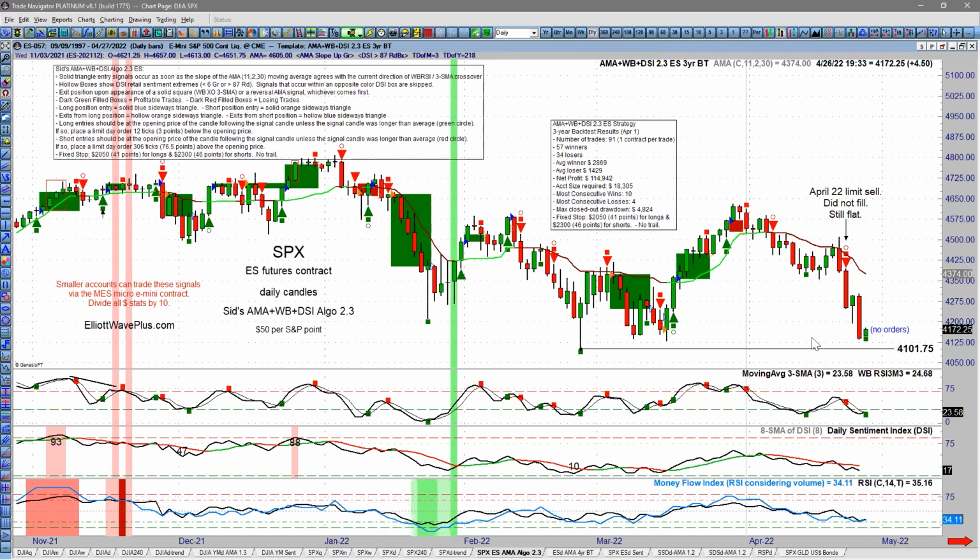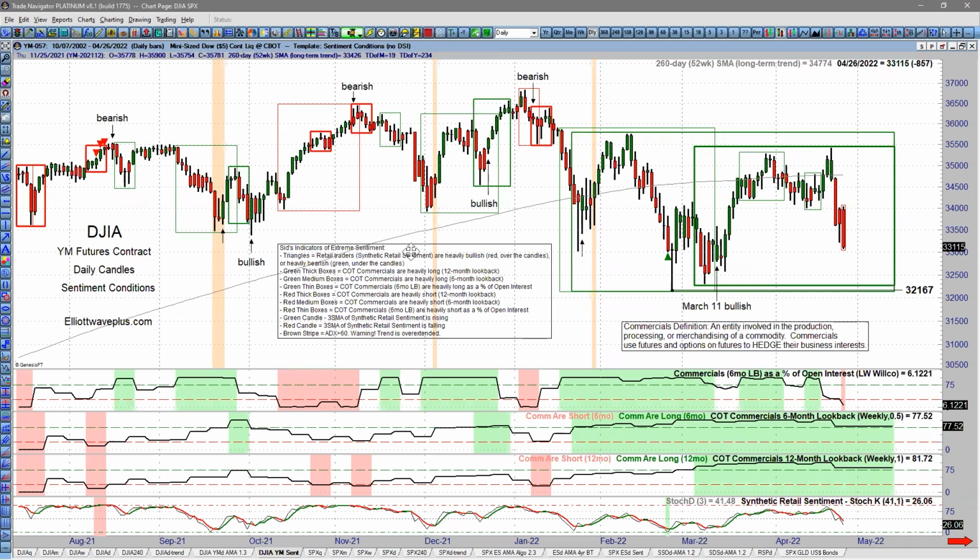I'm gonna turn the streaming back off now, and now we're going to go back to the sentiment conditions screenshot for the Dow Jones Industrial Average.